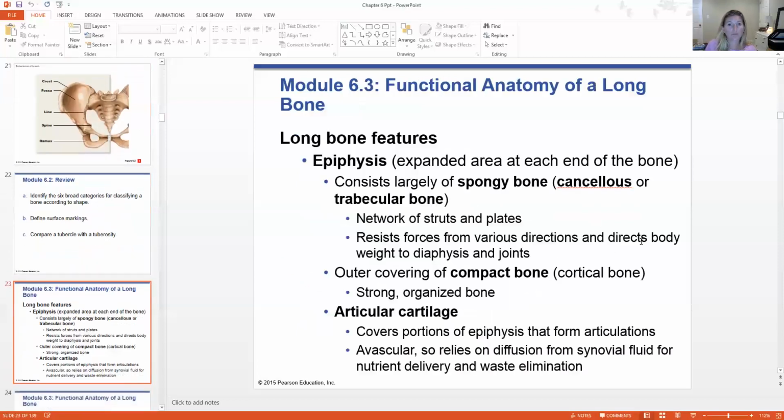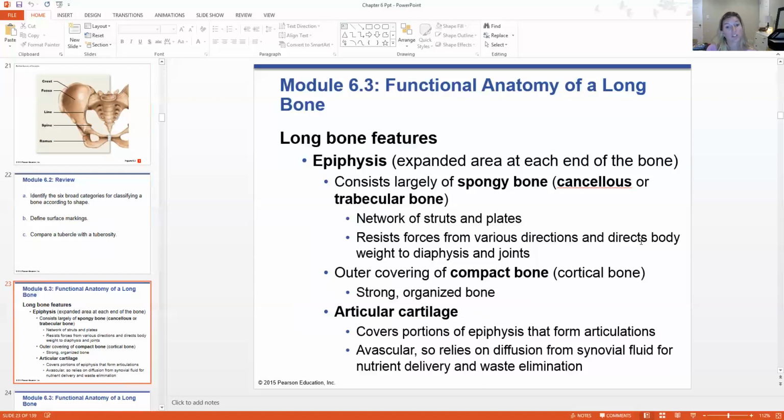Let's talk about some features of a long bone. They have an epiphysis. The epiphysis is the end of the long bone. This is usually made of spongy bone. Spongy bone is sometimes called cancellous bone or trabecular bone. It usually has a network of struts and plates to reinforce it from different directions. The outer covering of the epiphysis is compact bone, and compact bone is very organized and very strong.